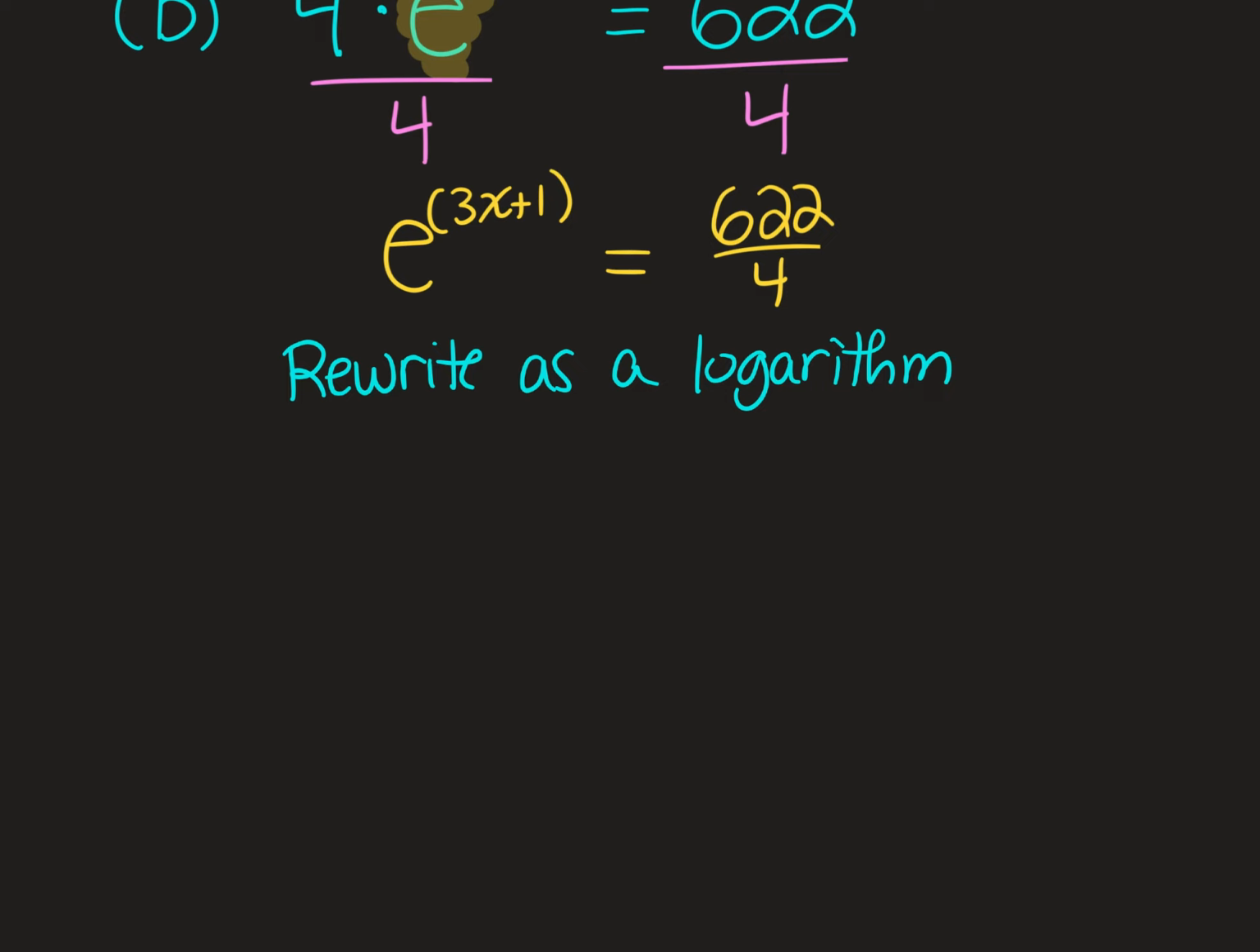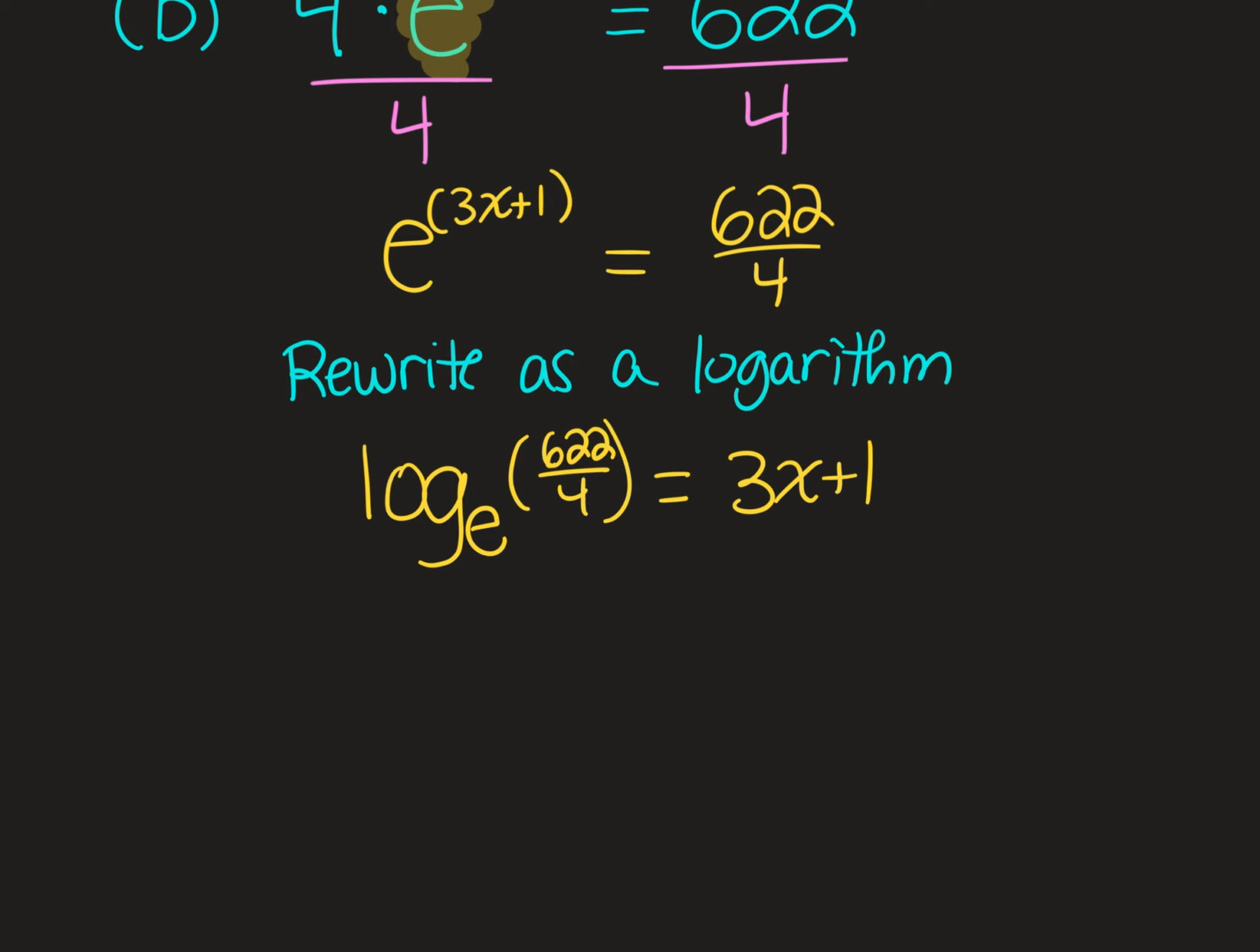At least not easily. But when I rewrite it as a logarithm, I'll write it as a log with a base of what? So what's the base of my exponent? E. That's the base of my logarithm. You're absolutely right. So log base e, and then I always write what my power is over on the other side of the logarithm, because my logarithm's always equal to a power. And then 622 over 4 is what I'm finding the log of.